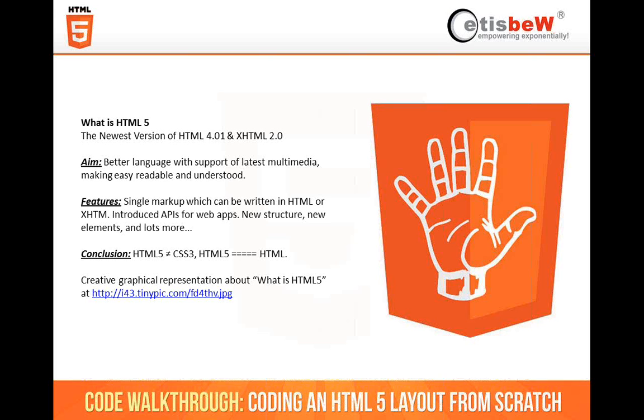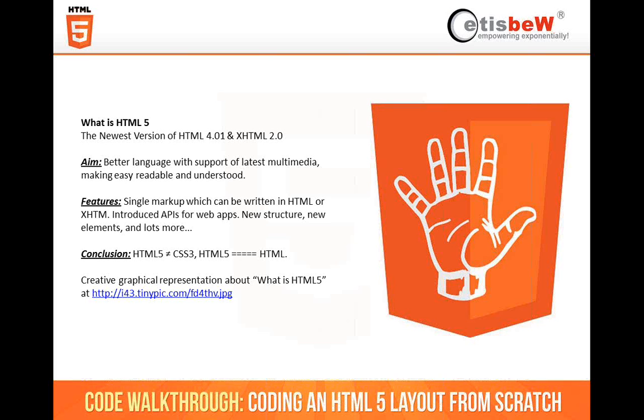So let's first know about what is HTML5. Simply, we can say it's the newest version of HTML 4.0.1 and XHTML 2.0. Here, XHTML 2.0 is not being used by many people. We only know about XHTML 1.0. So the clear definition of HTML5 would be, it's a language for structuring and presenting content for the World Wide Web. We know since 1990 we are using HTML, and it was first released in 1990, and now we are in HTML5, which is the fifth revision, which is still under development.